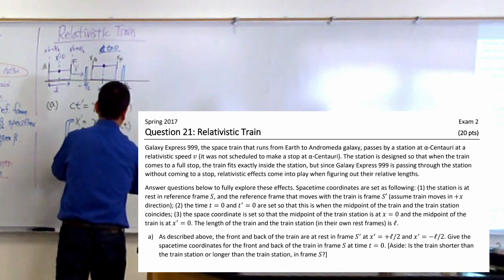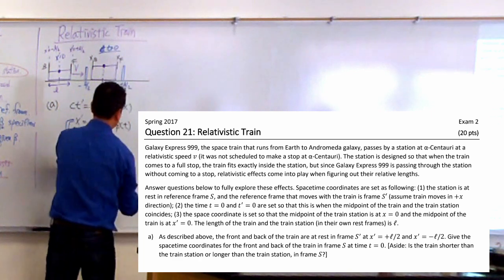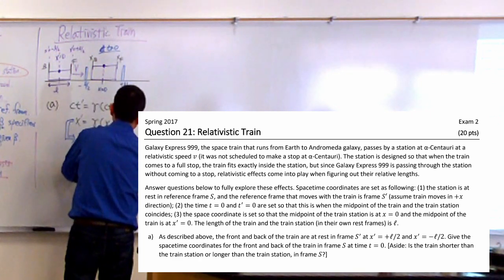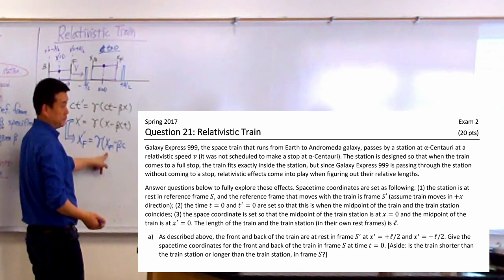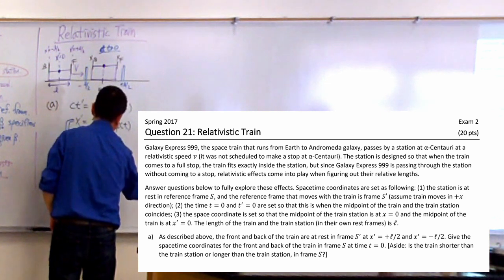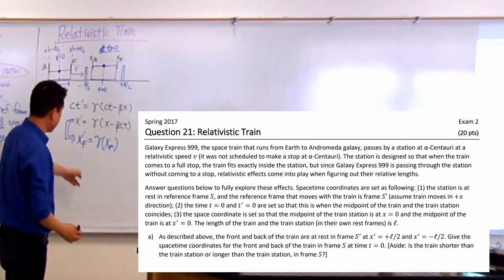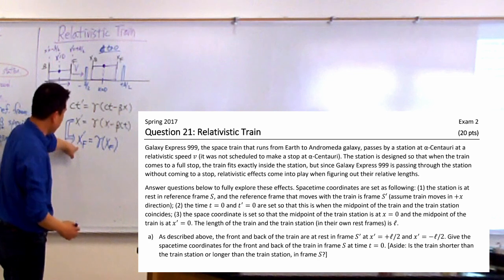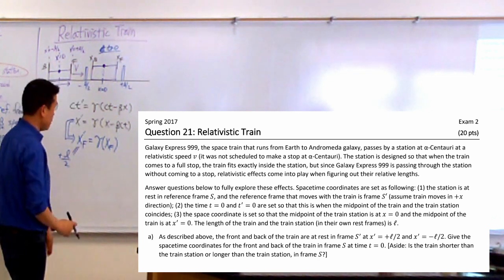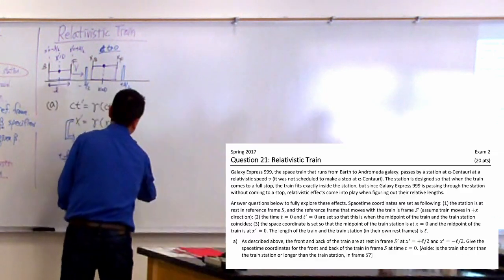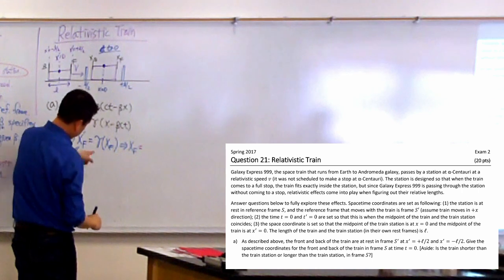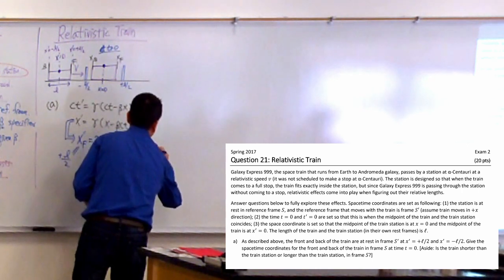Yes, gamma times (x front, which is the coordinate I'm trying to find out, minus beta c times t). What's my value of t? It's at time equals 0, so this is just 0. So I can just solve for this, x prime f is known, plus L over 2. So my x coordinate, x front, is equal to plus L over 2 divided by gamma. So L over 2 gamma.